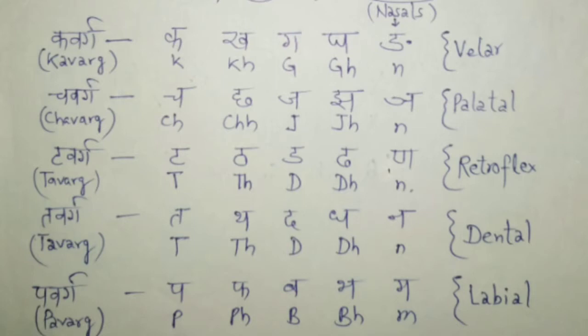And then tavarg. Tavarg is basically retroflex. And then tavarg is dental. Ta, ta, ta, tha, da, dha, na. So you can see dental. And now pavarg is labial. Pa, pa, ba, bha, ma. Basically, it's labial, as you can actually see, and as you can hear me pronouncing from the lips.